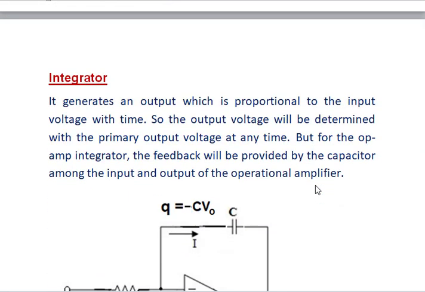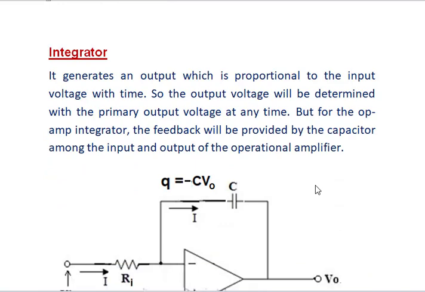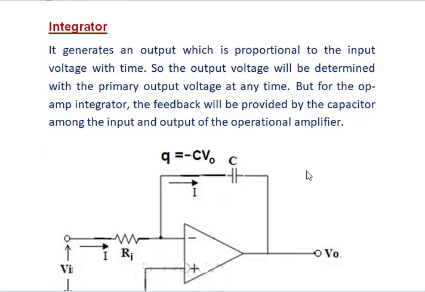Now we go to the next circuit, the integrator: operational amplifier as an integrator. The op-amp is also used to construct an integrator circuit. This integrator circuit integrates the input voltage and gives the output in integrated form. It generates an output which is proportional to the integral of the input voltage over time. So its output voltage is determined from the given initial output voltage at any time.